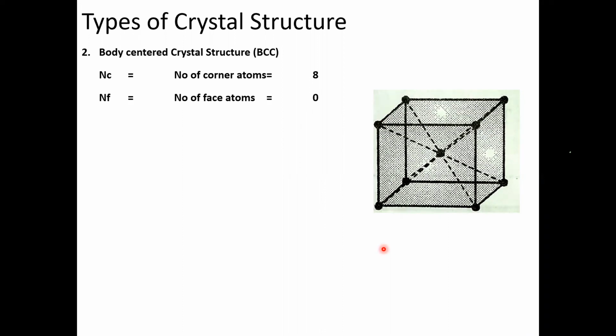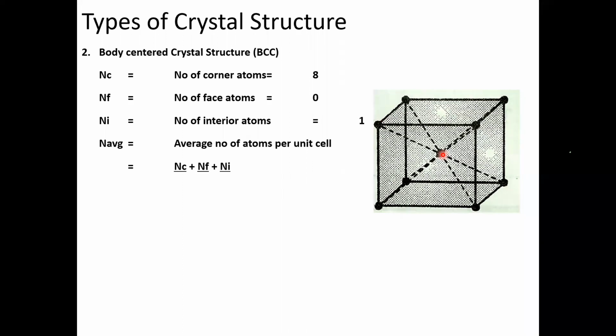So interior atom is what? Only one interior atom is there. Okay, so interior atom is 1. Then you can put the formula. N average is what? Average number of atoms per unit cell. N average is equal to NC by 8 plus NF by 2 plus NI by 1.